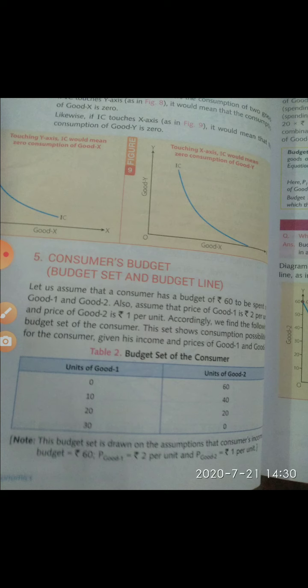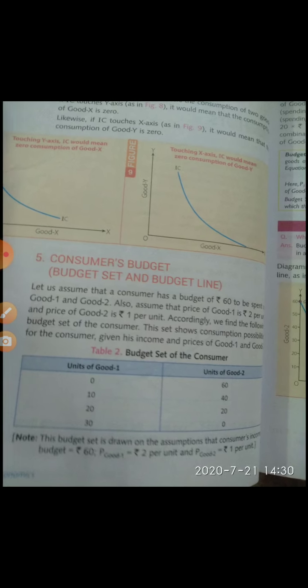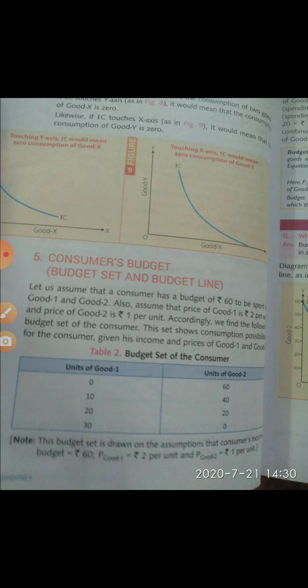Before we start, what is a budget? Any guesses? Yes, it is an estimate of income and expenditure for a given period. Clear? For example, talking about a consumer. A consumer has a budget of rupees 100. Within that rupees 100, what are the various combinations of product which he can buy? Have a look at the example and the table which is given.